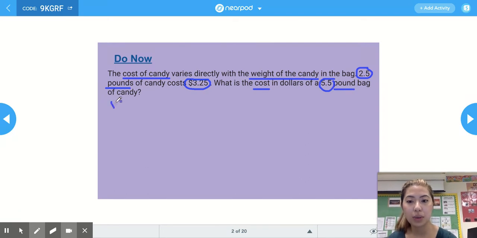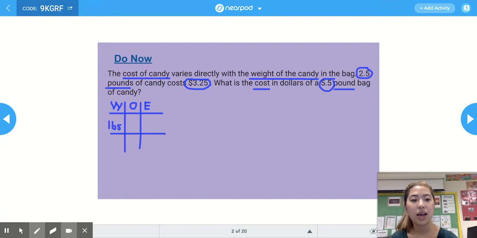So we can solve this problem several different ways, but I'm going to solve it using the WOE chart. The W stands for the words or the units. So the units in this problem are pounds, and I'm going to use LBS as my abbreviation for pounds, as well as money. And the O stands for the original numbers in the problem. So I have 2.5 pounds of candy, so I'm going to have 2.5, and then $3.25, so 3.25.